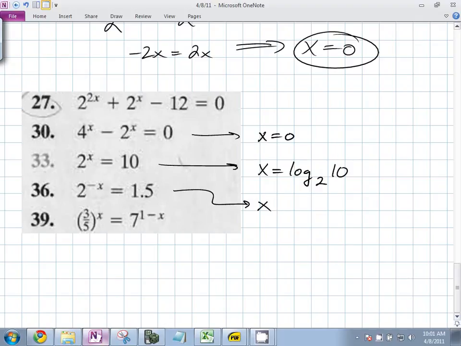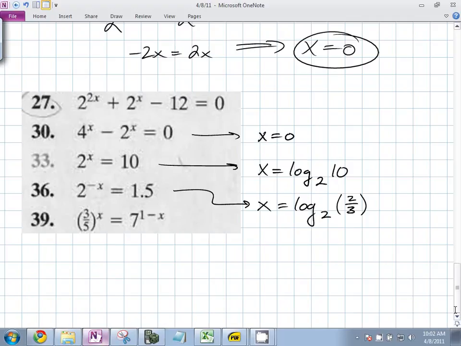Can someone give me an answer to 36? Denise. Log base 2 of 1 over 1.5. I hate decimals. Someone give me an answer without decimals. Yes. 3 over 2. Log base 2 of 3 over 2. Yes, negative. It's 1 over 3 over 2. So what's it going to be? Who thinks it's that? Is that cool?